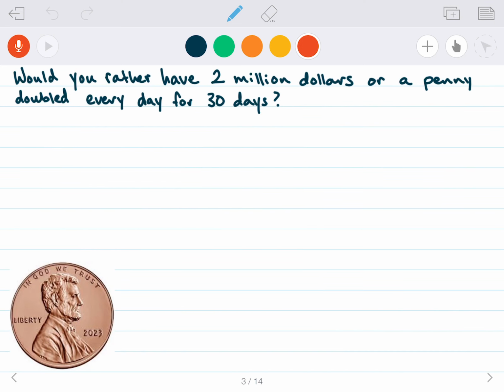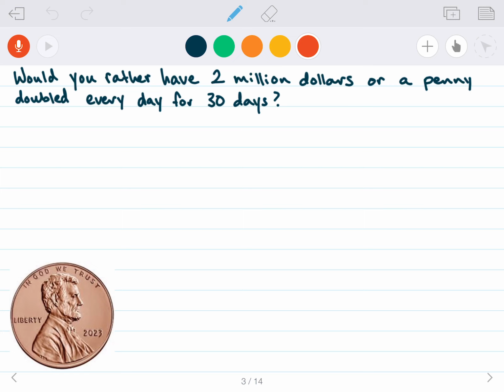So let's talk about why exponential growth is so powerful, especially when it comes to money. So here's a question that you should consider. Would you rather have $2 million? Or would you rather have a penny doubled every day for 30 days? All right. So think about that. Think about what, if you were on a game show and the host asked you this, what would you do?